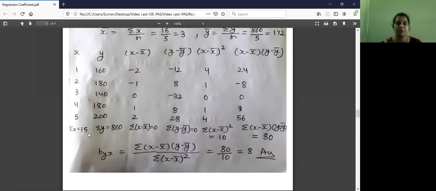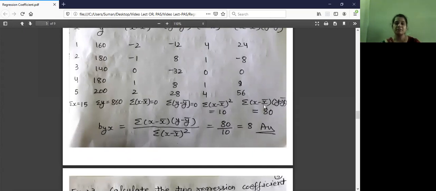So summation x 15, summation y 860, x minus x bar obviously 0, y minus y bar 0. The sum of x minus x bar whole square is equal to 10. Sum of x minus x bar into y minus y bar is equal to 80. So we get all these values and put these values in the formula of regression coefficient y on x.